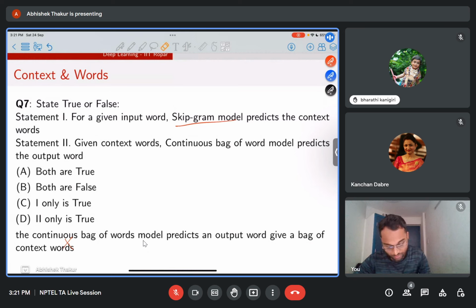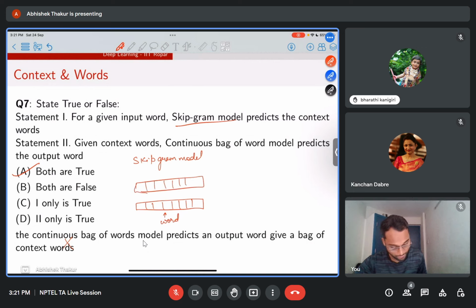So both statements A and B are true because in the skip gram model we give the input as a word, there is some hidden layer, and then it predicts the output as context.